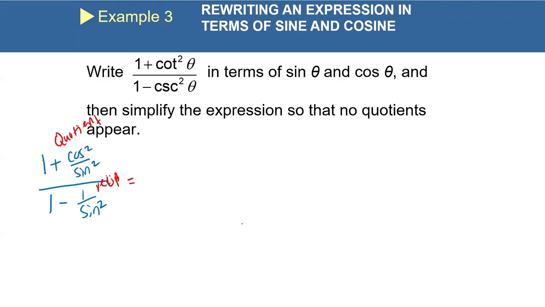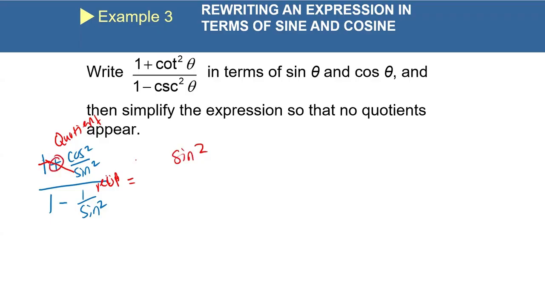How can I make 1 plus cosine squared over sine squared into one single fraction? Y'all remember me saying chopsticks in a bowl, or quick adding of fractions? Let's chopstick it out. Here's my first chopstick, 1 times sine squared, which is sine squared.